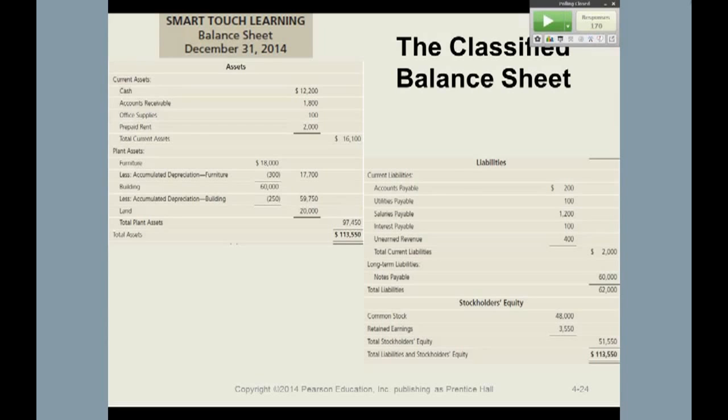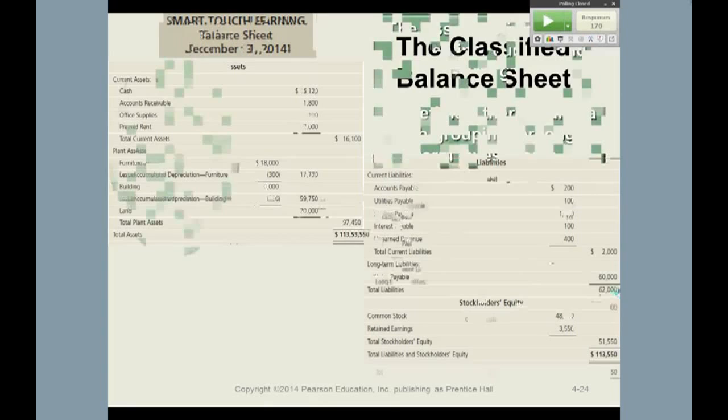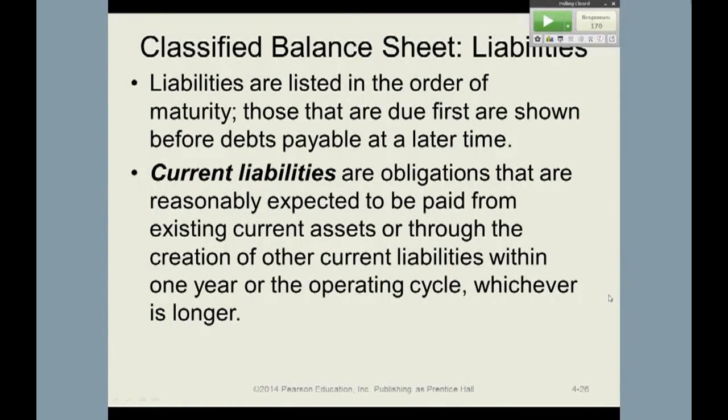Now, just one last point. We have to think about what we mean by the current classification. Current liabilities, again, are just like current assets in terms of time. Liabilities, of course, as I said, are listed in the order of maturity. Current come first, then long-term.